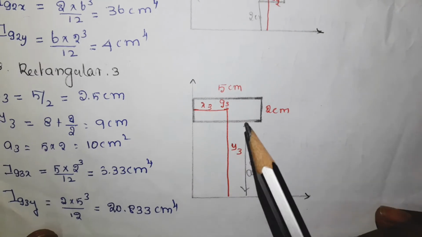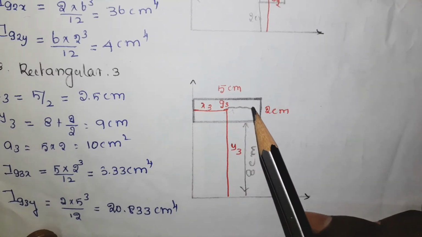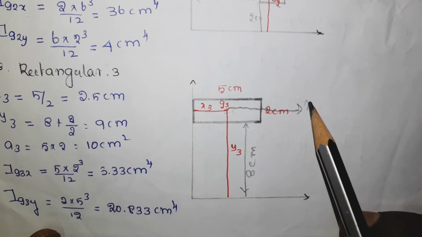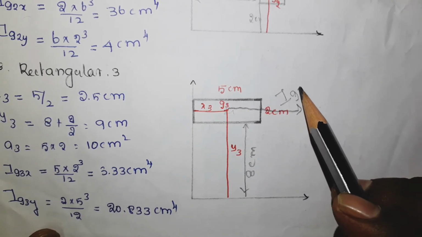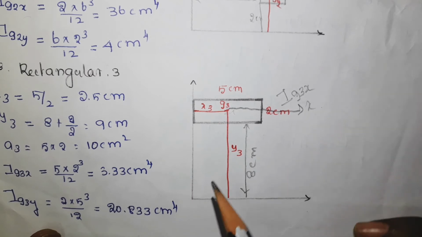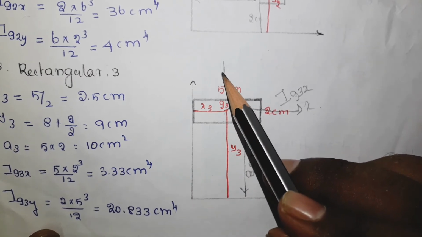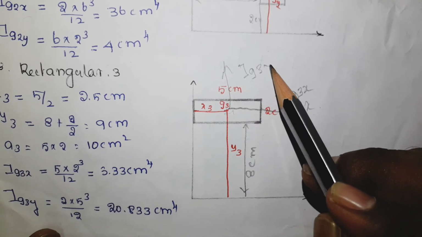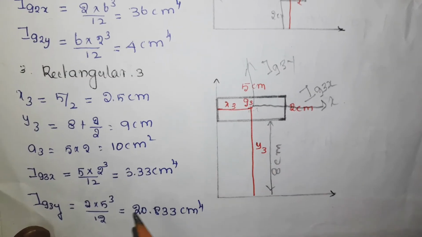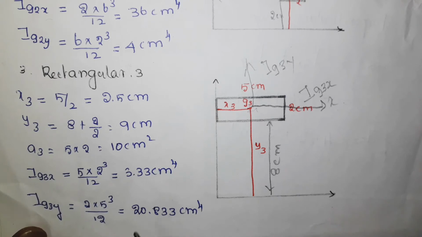Then IG3x, which is nothing but this one. This is the x axis, so you have to find the moment of inertia with respect to this axis also. Similarly, this is the y axis, so you have to find the moment of inertia with respect to this axis also. Okay, so this is what is found here.